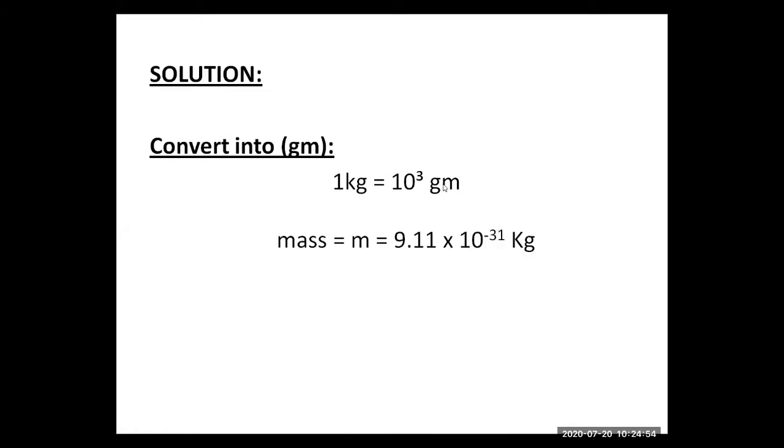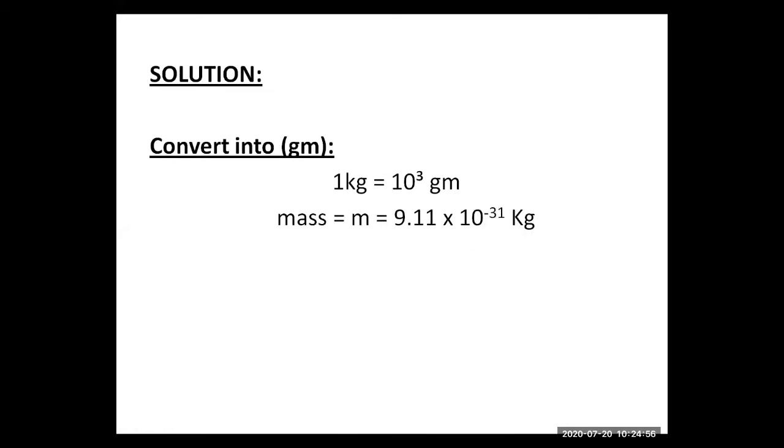Now, the given is that mass is equal to 9.11 multiplied by 10 raised to the power minus 31 kg. Here we have to convert this value into gram. So when we are going to convert larger to the smaller, then we just have to multiply 10 raised to the power 3 with this value.